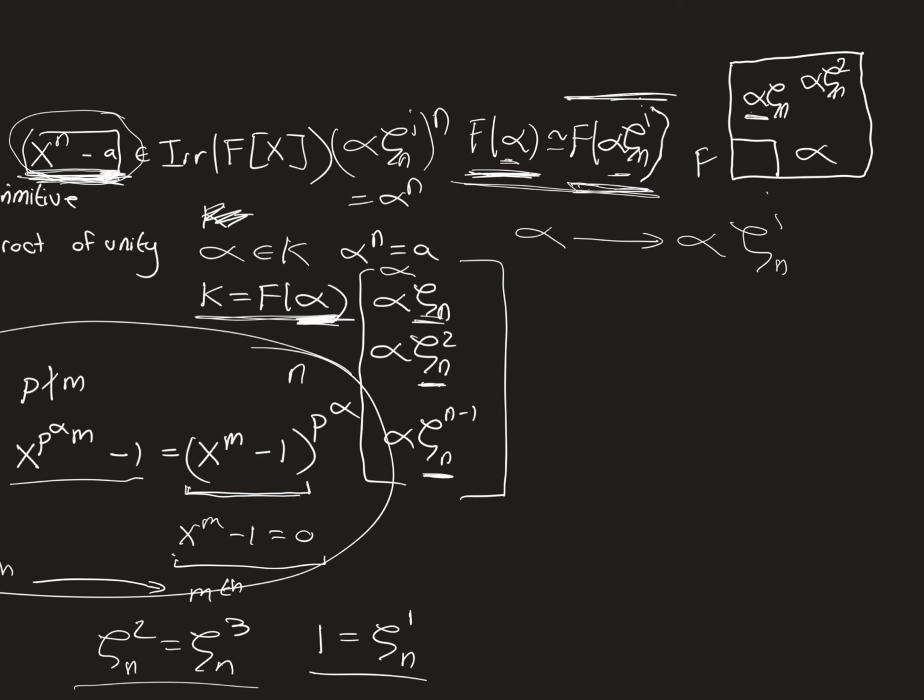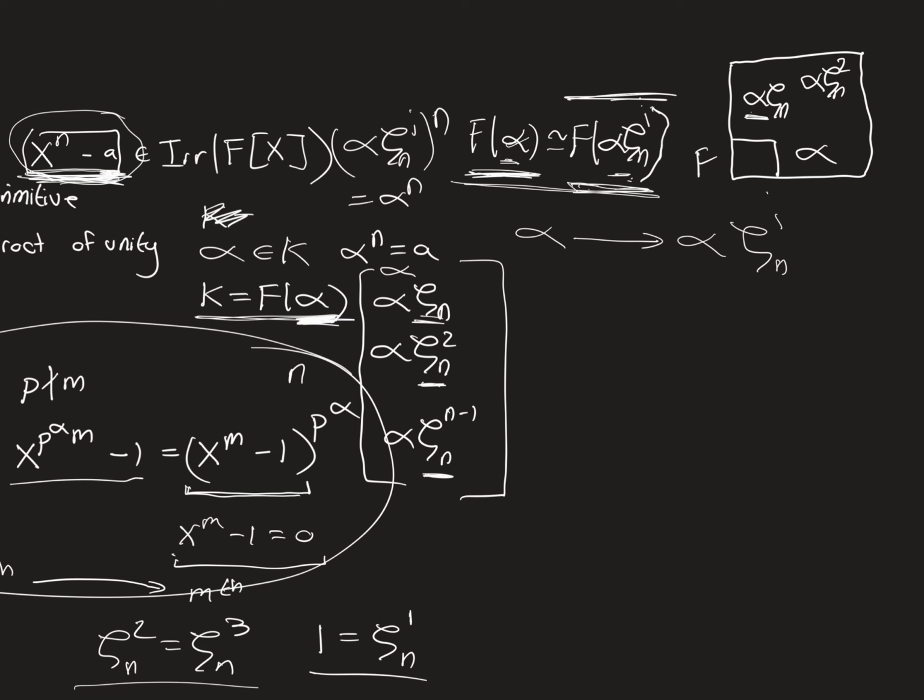So these two fields are equal to one another, but they're also isomorphic to one another, meaning that if you map alpha to alpha zeta n, or alpha zeta n squared, or alpha zeta n to the i, there's going to be an isomorphism between these two where alpha is mapped onto alpha zeta n. That's going to correspond now to an automorphism, because they are equal. These isomorphisms are more than isomorphisms, they're automorphisms.